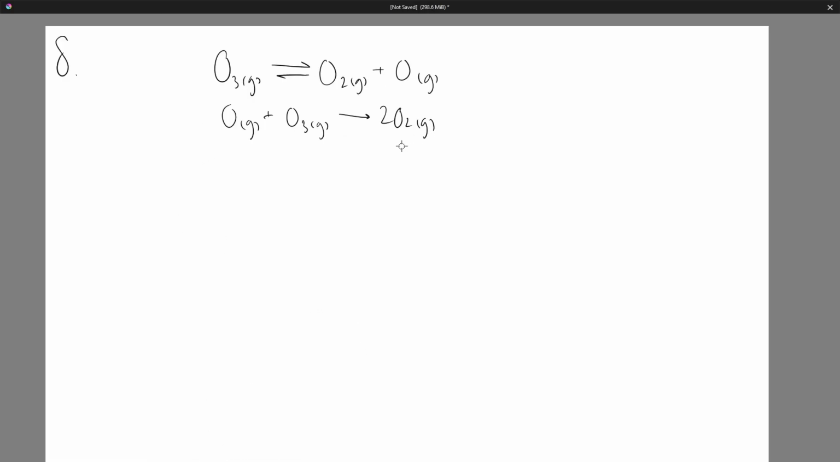Okay, so number 8 says the decomposition of ozone is shown through the following multi-step equation. Balance each step, write the overall balanced chemical equation, and prove that the overall equation reaction quotient is equal to each step's reaction quotient. So looking at this first equation, it's already balanced. See, there's 3 oxygens here, 1, 2, 3 right here, and same here for the second reaction. So we don't gotta worry about that.